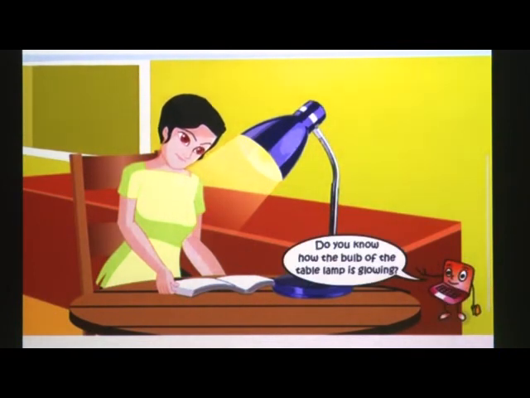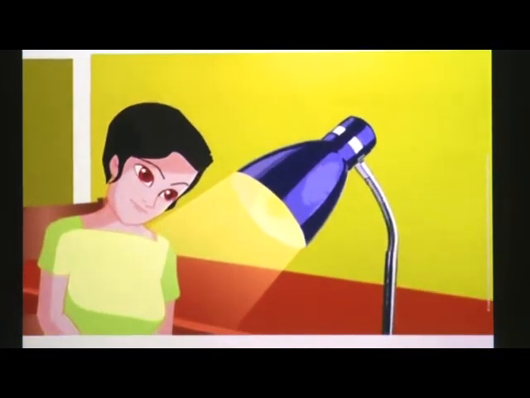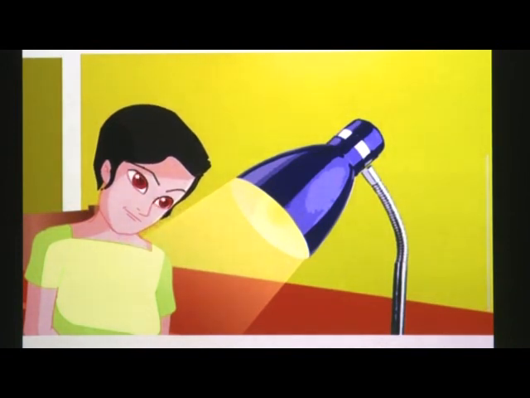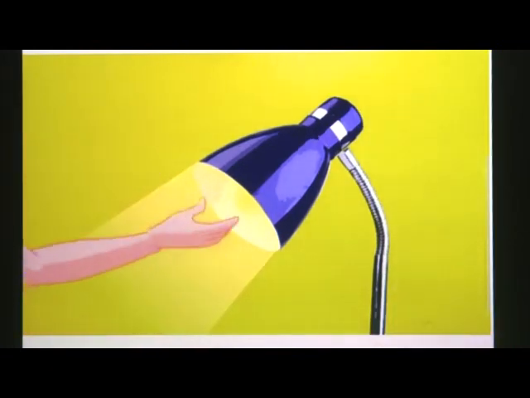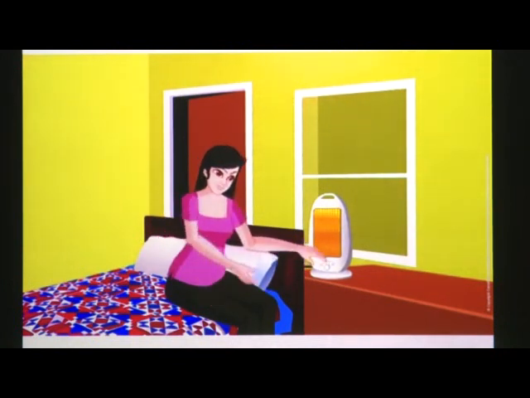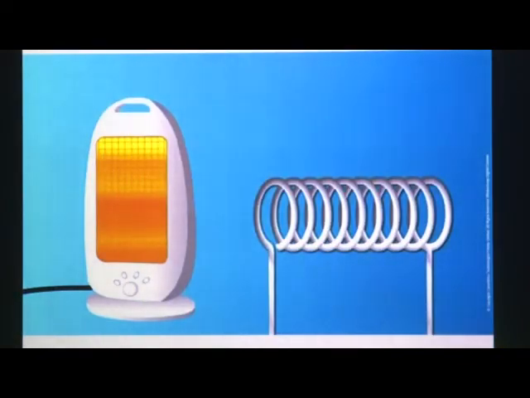Do you know how the bulb of the table lamp is glowing? The table lamp is glowing because the filament of the bulb is heated to a high temperature when electricity flows through it. This is the reason why you feel the heat when you touch a glowing bulb. How does the room get warmer due to the heater? The room heater gets hot as electricity passes through the coil of wire inside it. This coil of wire is called an element.